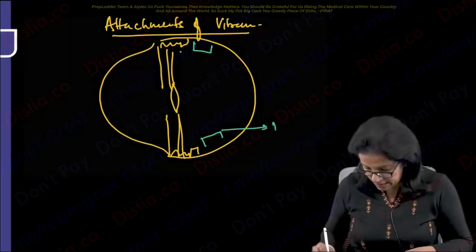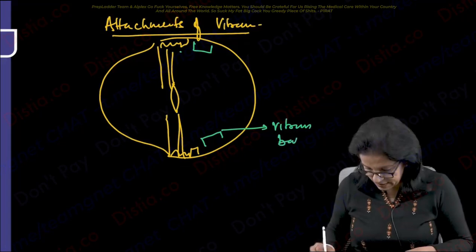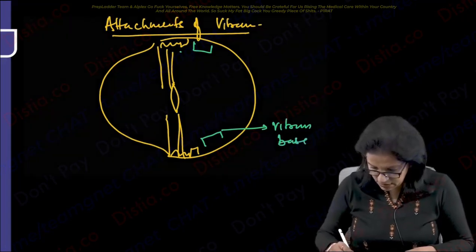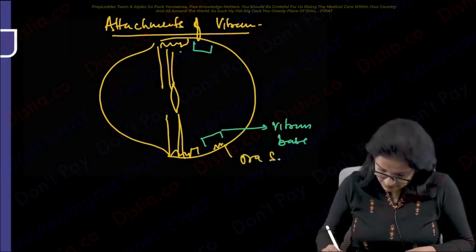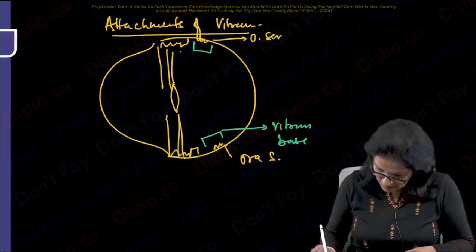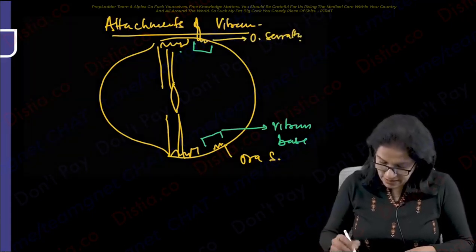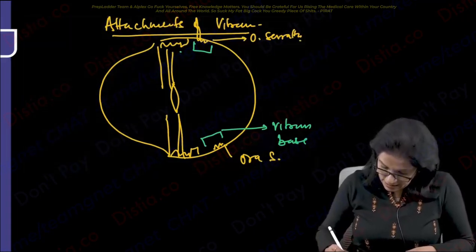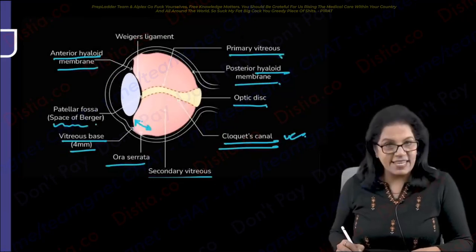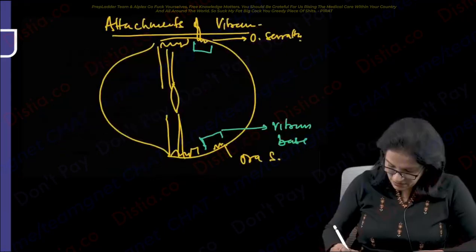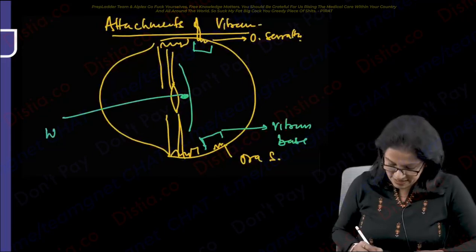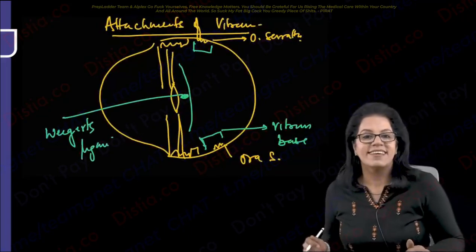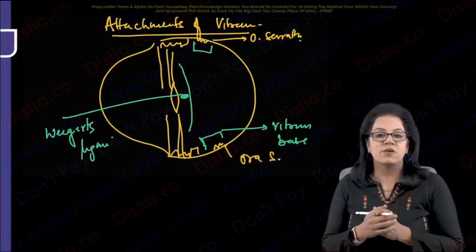Okay? Number one, I'll start with this one. So, this is your ora serrata. Then your next attachment that we can learn very nicely is, okay, so base, and then this is the anterior hyaloid membrane. So if this is anterior hyaloid membrane, what was the attachment here? That was called Wieger's ligament, right? So this is your Wieger's ligament with the posterior capsule, right? The space is what is called Berger space.